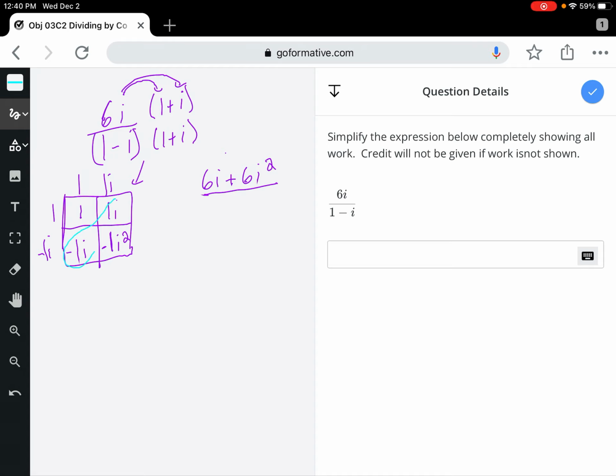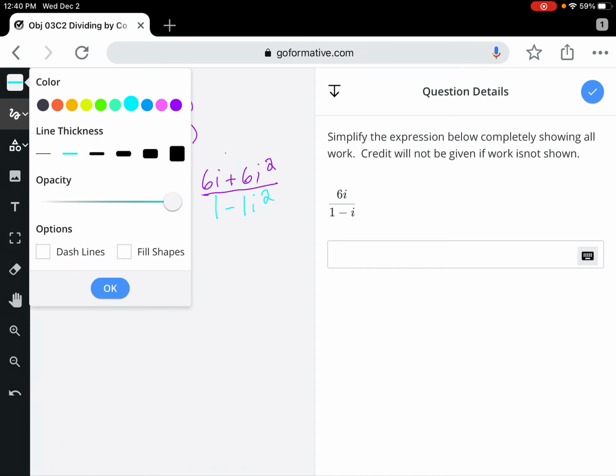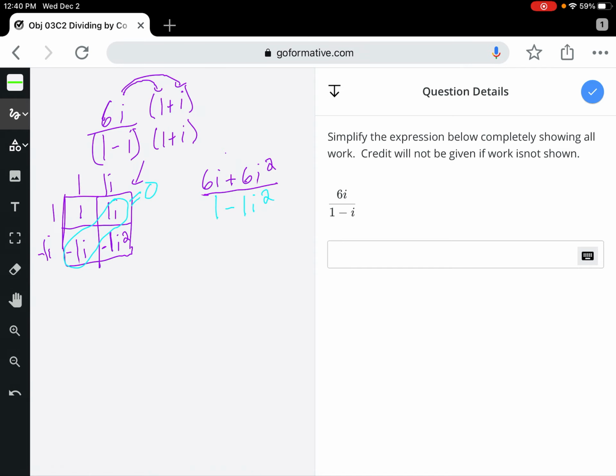One thing that you notice is that this diagonal, you can combine the terms. This actually combines to be 0. So I just wanted to eliminate a step. So this is going to be 1 minus 1i squared, or just i squared. From here, I replace all of my i squareds with negative 1. Okay, so this is going to be 6i plus 6 over 1 plus 1, which is going to be 6i plus 6 over 2.